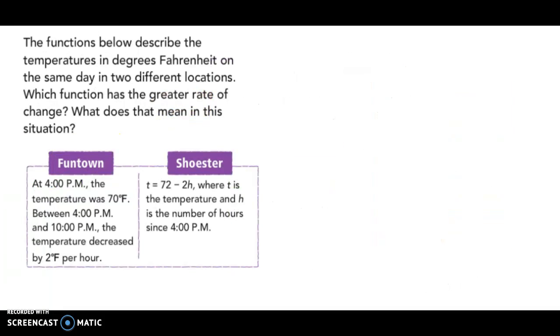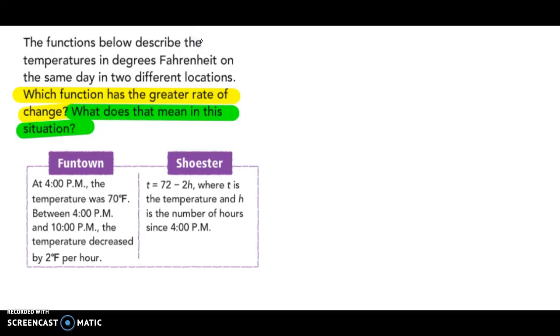The functions below describe the temperatures in degrees Fahrenheit on the same day in two different locations. Which function has the greatest rate of change? What does that mean in this situation? So again, we have two questions. The first one says which function has the greatest rate of change? The second question says what does that mean in this situation? So let's answer the first question.